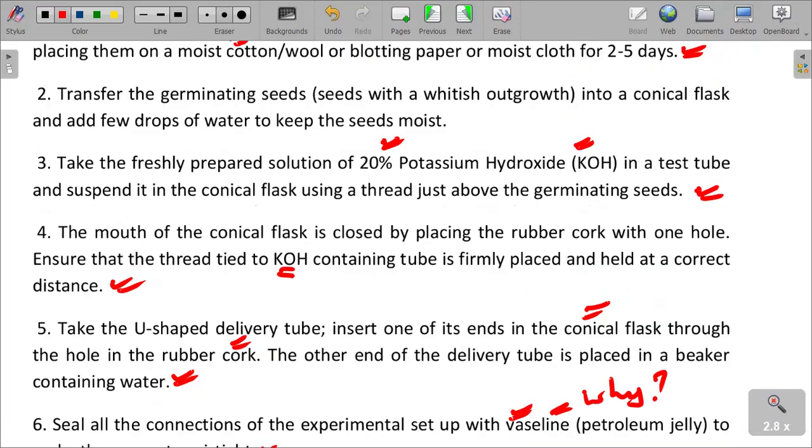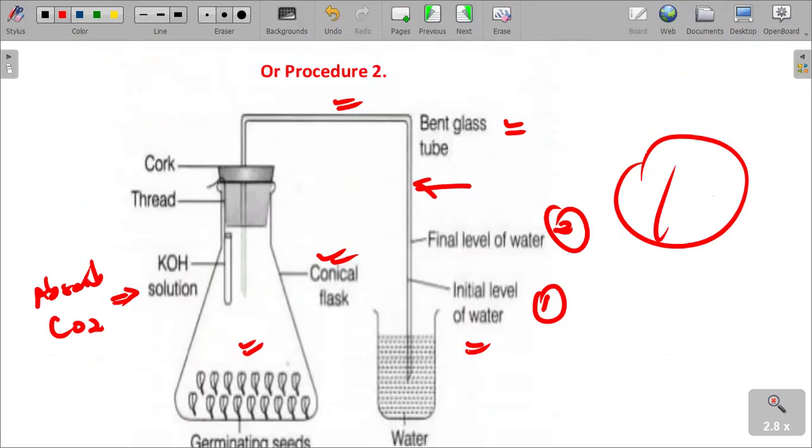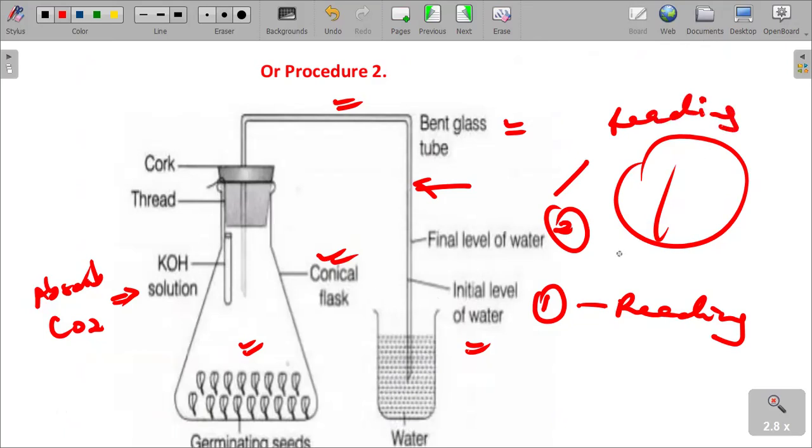This is what we can see here: the bent tube is connected from the conical flask, and we have reading one and then reading two. So this is before, at the beginning of the experiment, and then after the experiment.